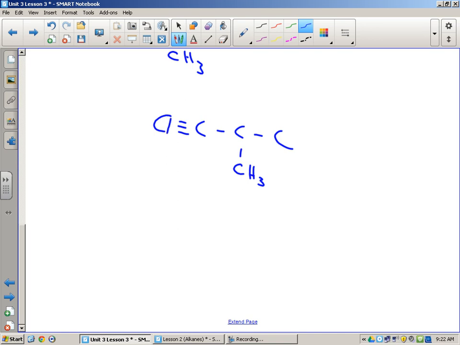I will put 1 H here to make 4 bonds there. I have 4 there. We already talked about that. There's 1 there, and then of course another 3 there. All right. Good.